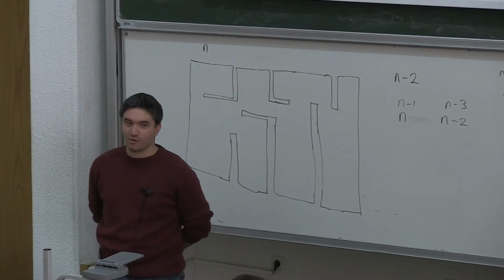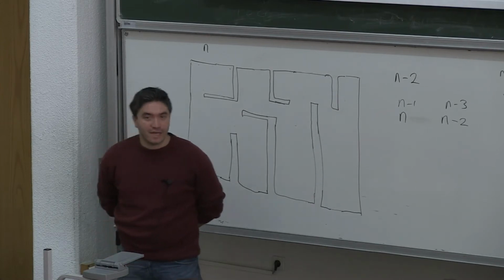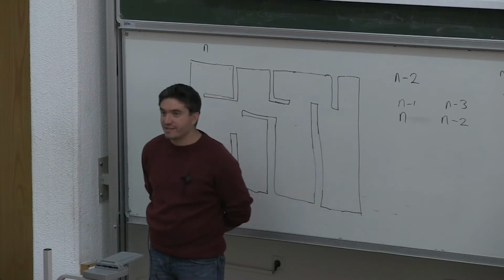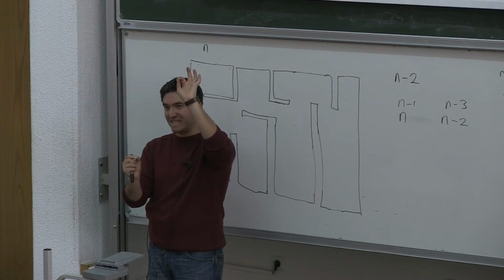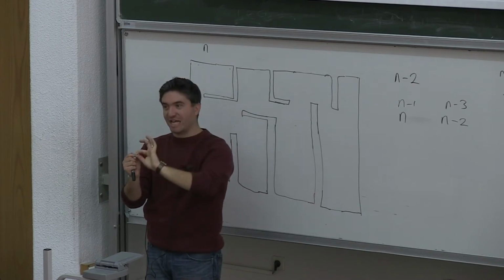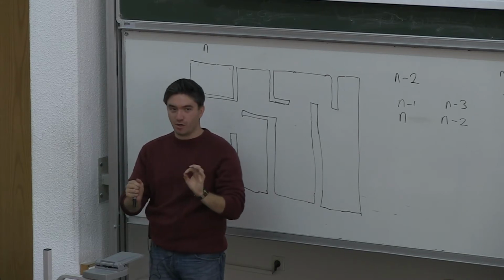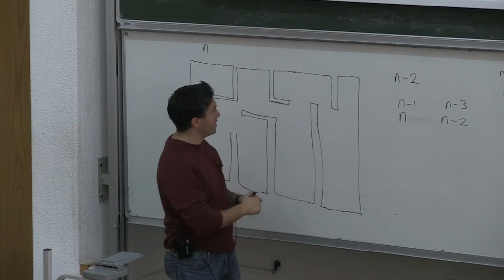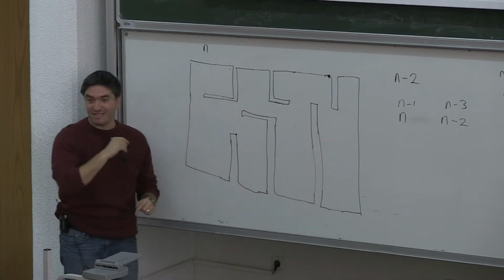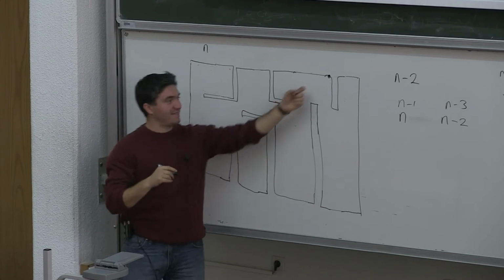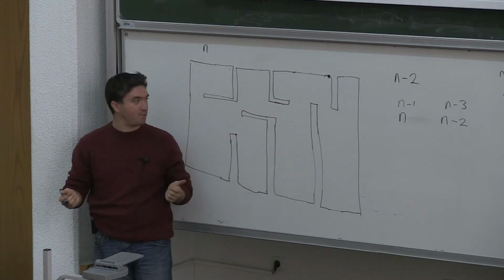So let me first define a diagonal. What's a diagonal? A diagonal is a line segment that connects two distinct vertices of the polygon, and the line segment is completely inside the polygon. For example, connecting these two vertices will not give you a diagonal, because the line segment you draw is not completely inside the polygon.